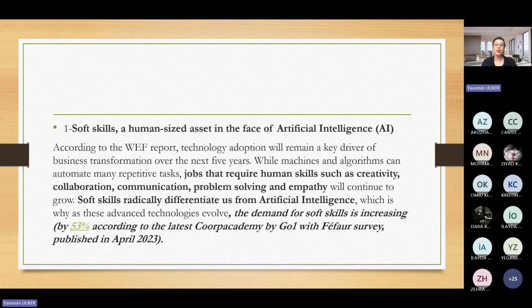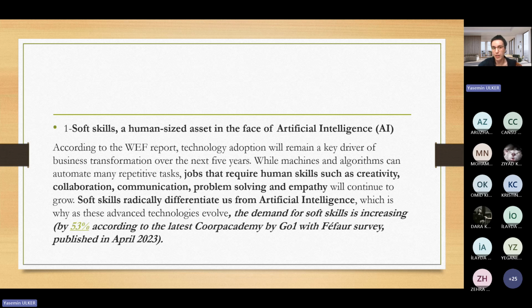So they ask, according to the WEF report, WEF meaning World Economic Forum report, technology adoption, of course, will remain a key driver. We all know there is no objection. Machines and algorithms can automate many repetitive tasks. We also know that. And the jobs that require human skills such as creativity, collaboration, communication, problem solving, and empathy. Okay, empathy, I'm highlighting this. Soft skills radically differentiate us from, of course, artificial intelligence.